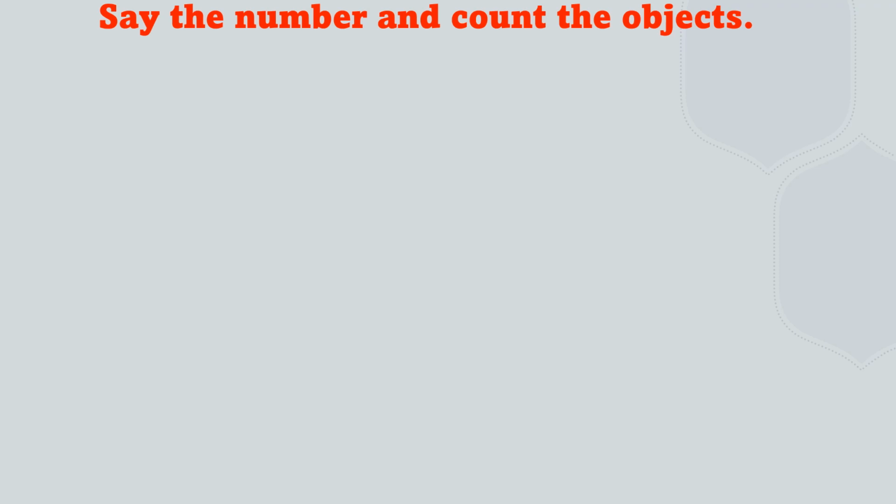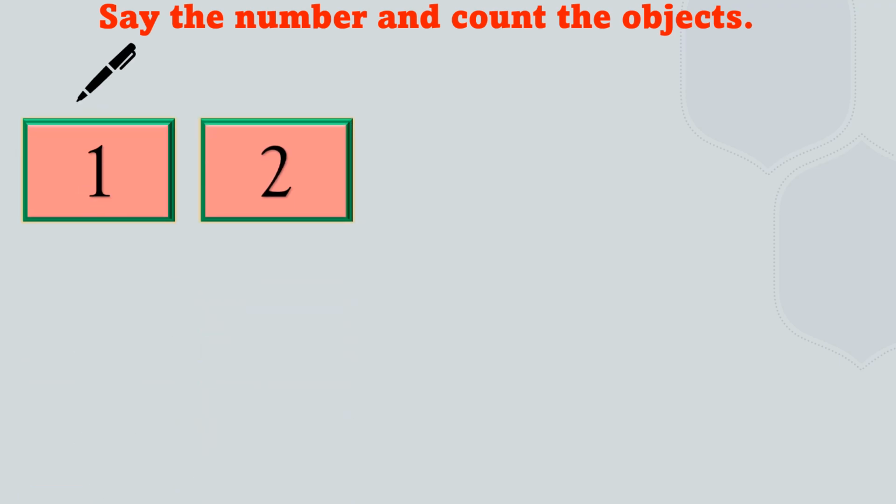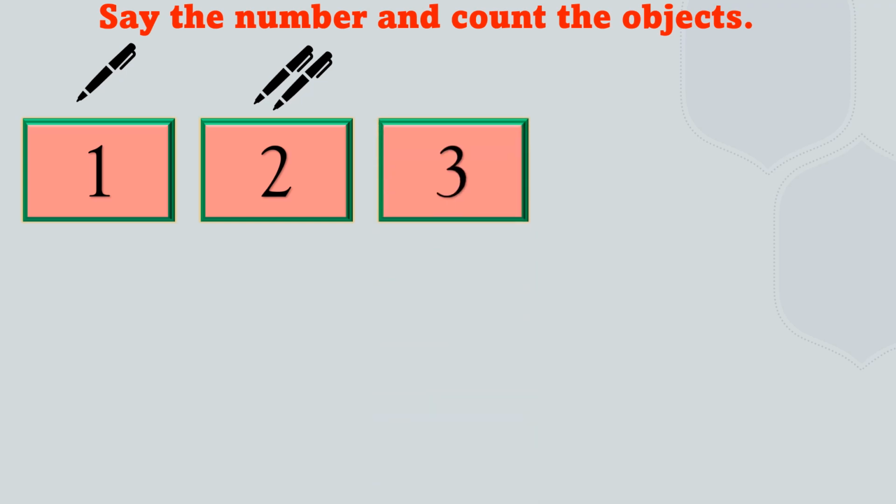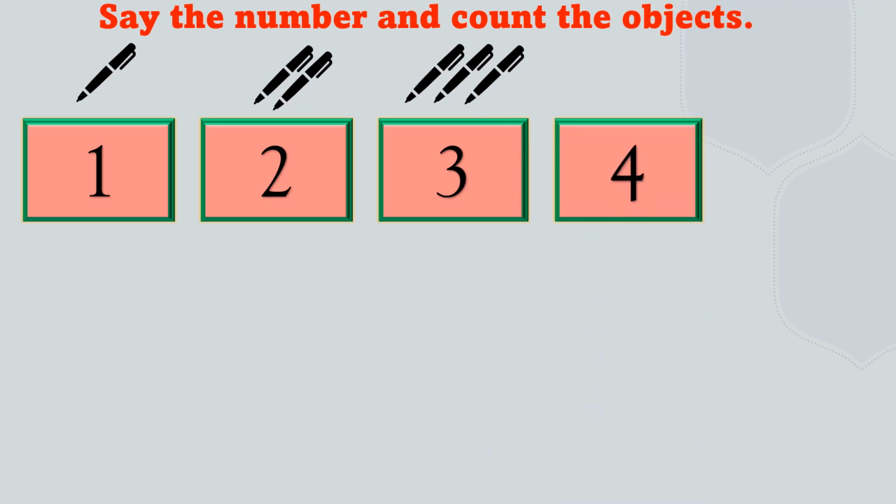Now, say the number and count the objects. One. One pen. Two. One, two. Two pens. Three. One, two, three. Three pens. Four. One, two, three, four.